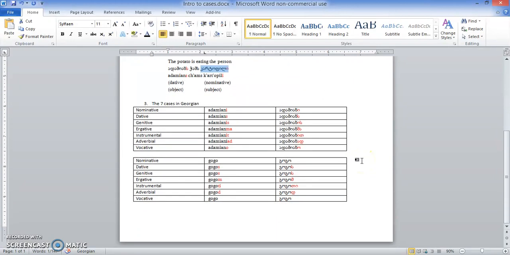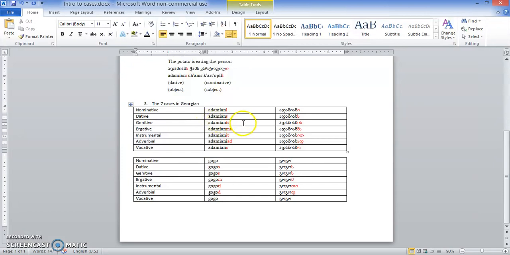Now let's cover the 7 cases in Georgian. It's going to be nominative. So in this case, we would say adamiani. Dative, adamians. Genitive or possessive. So nominative and dative, they can be the subject, the object. Nominative can be the subject, the object, and dative can be the subject, the object, or the indirect object, so it's a bit confusing. Genitive is possessive, so that's just marking the possession of something.